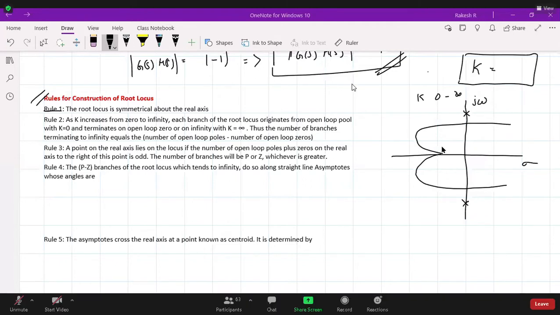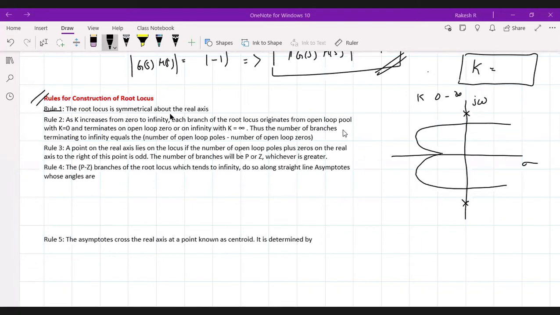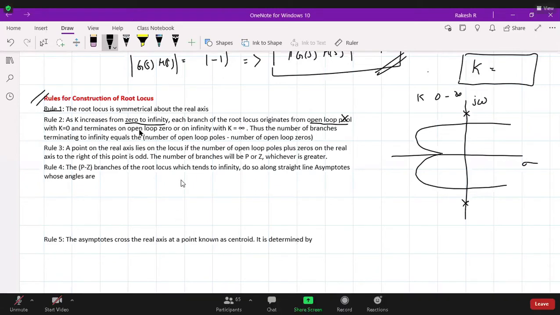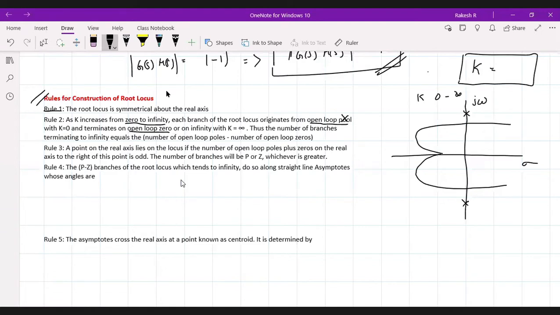Right. This is what rule number 1 is: the root locus is symmetric about the real axis. Next one is, as k increases from 0 to infinity, each branch of the root locus originates from an open loop pole, with k equal to 0, and terminates at an open loop zero.